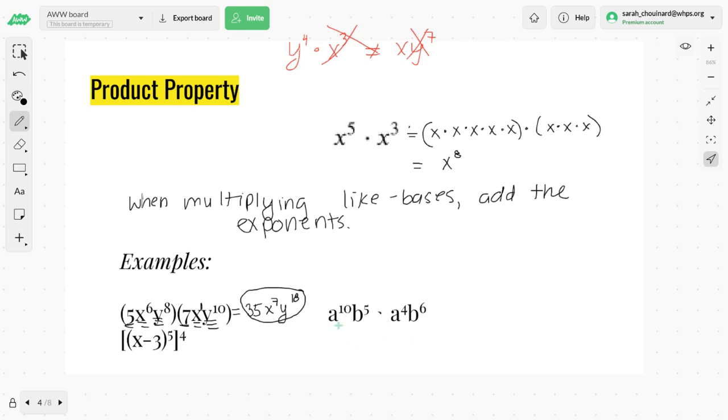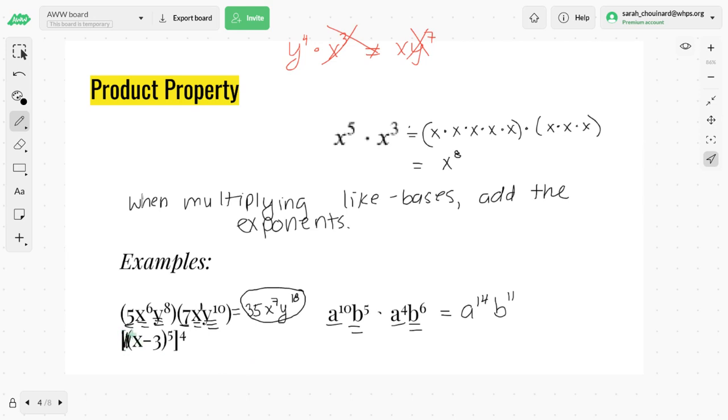So for this one, my coefficients are technically 1 and 1. So I would multiply them, but 1 times 1 is just 1. A to the 10th times a to the 4th. I add the exponents to get a to the 14th. Same with the b's. B to the 5th and b to the 6th. Add to make b to the 11th.